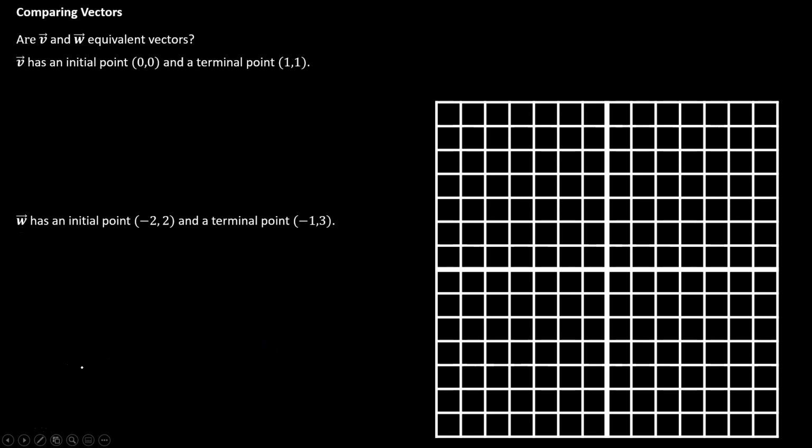Let's try another set of vectors. This time we're plotting a vector at (0, 0), pointing to (1, 1), and also a vector at (-2, 2). Oh, I want to change colors there. Pointing to (-1, 3). So now comparing the blue and the purple vector, they look like they are pointing in the same direction. If we thought about the slope of a line, this looks like they have a slope of 1. And they're the same length. They go diagonal across one square perfectly.